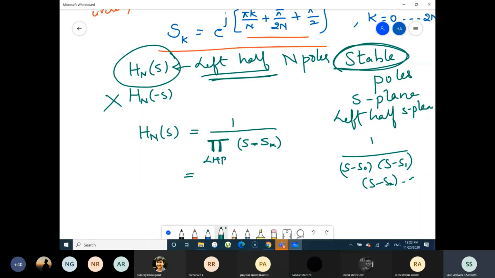So this polynomial that you obtain in the denominator is denoted as Bn of S, and it is called the Butterworth polynomial of order n.